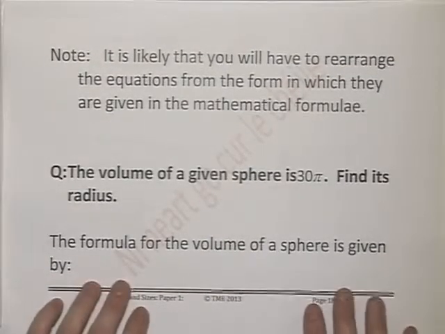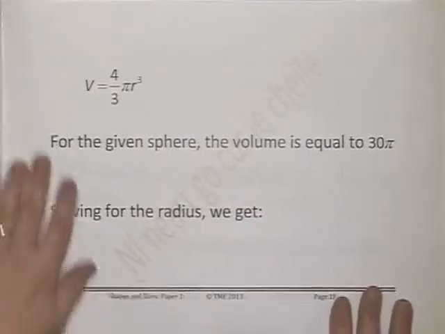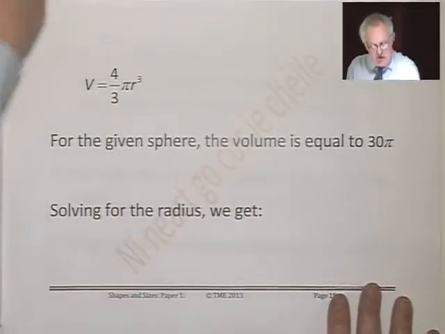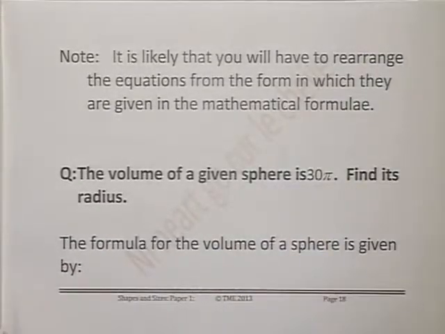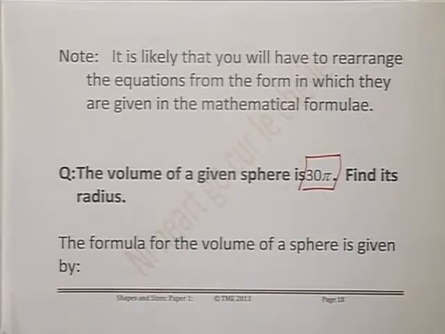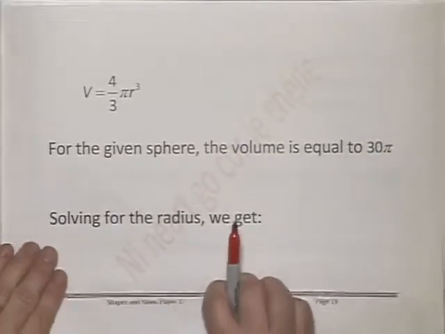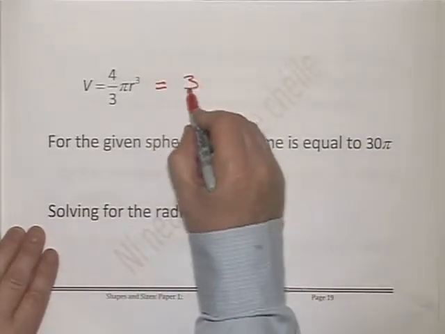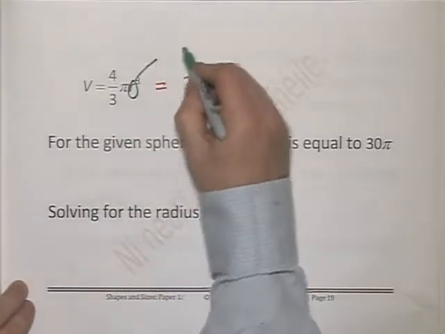So let's do this one now for the volume of a sphere. V is 4 over 3 pi r cubed. And the question here is, the volume of a sphere is given, and you're told it's 30 pi. So V is 30 pi. So you look up your tables and you say V is equal to 30 pi. But what they want you to do is they say in the question, find the radius.